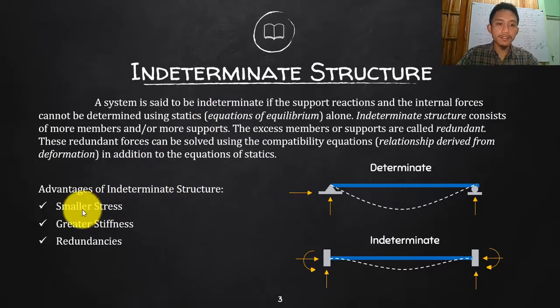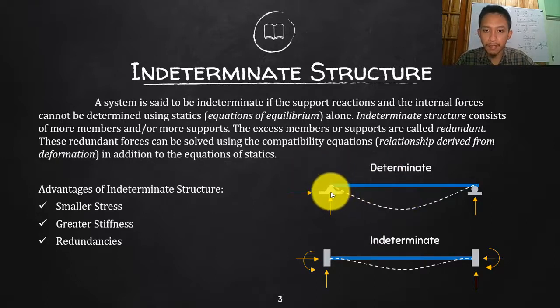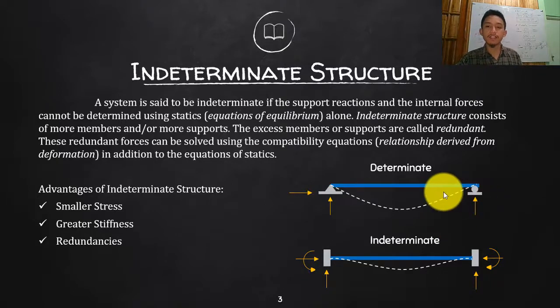First and foremost, the most important advantage of indeterminate structures is that the stresses on the members will be smaller. For example, in this beam, your support here is a pin and a roller. So that is actually determinate. There are three equations that can solve the three unknowns, the three reaction forces, isn't it? So we can just solve that one.